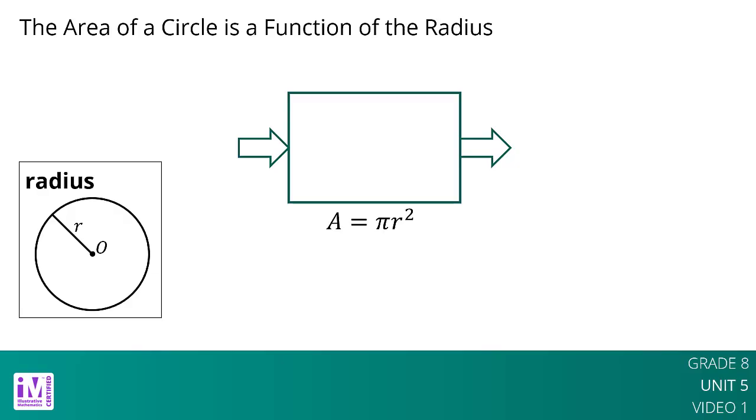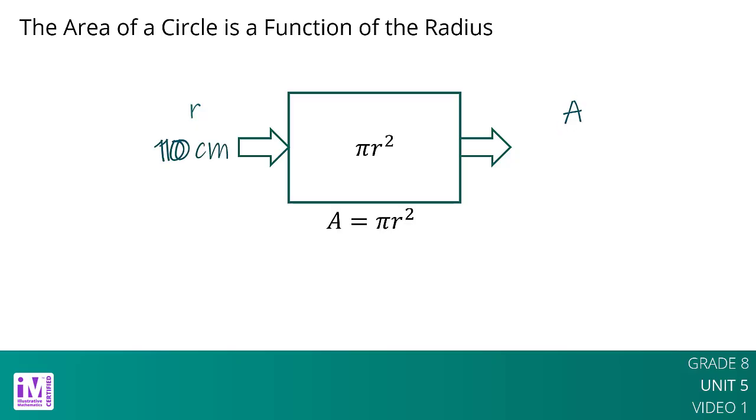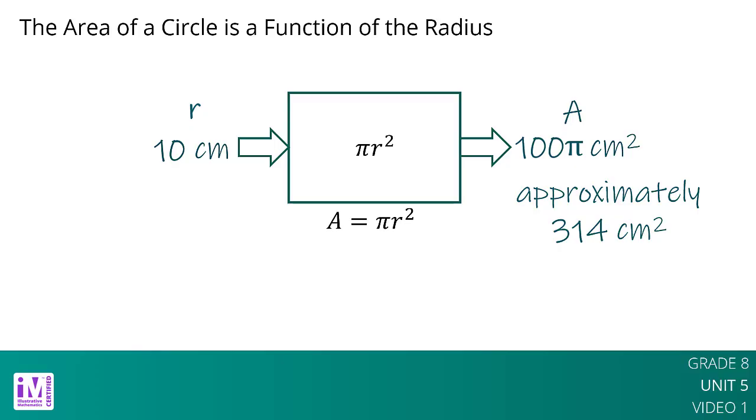Using the diagram to represent this function, we think of the radius r as the input and the area of the circle A as the output. If the input is a radius of 10 centimeters, then the output is an area of 100 pi square centimeters, or approximately 314 square centimeters. Because this is a function, we can find the area A for any given radius, r.